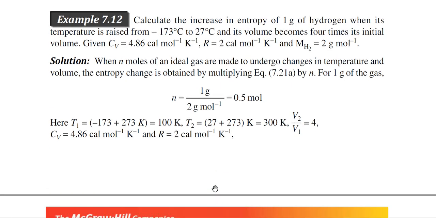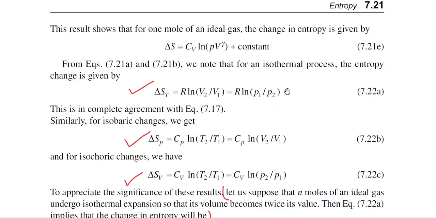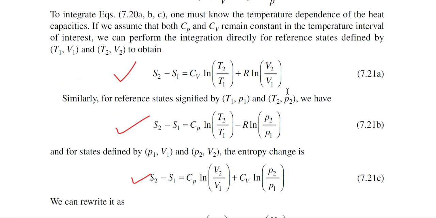Now one example: calculate the increase in entropy of 1 gram of hydrogen when its temperature is raised from minus 173 degree centigrade to 27 degree centigrade, and the volume becomes 4 times its initial volume. So you see, there is a change of temperature and a change of volume. So you have to read the problem very carefully, and you have to note what the changes are here. Here the change involves temperature and volume, and we have already shown you what formula you have to use.